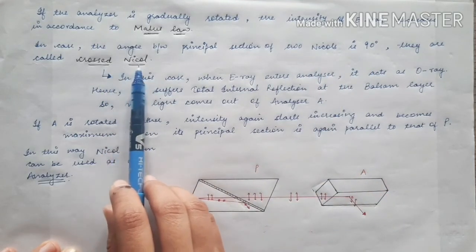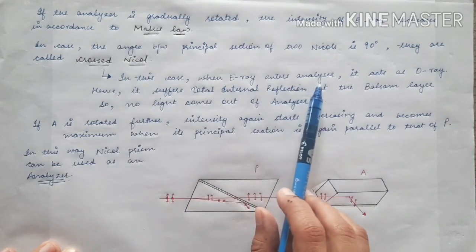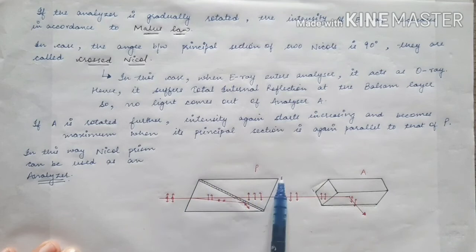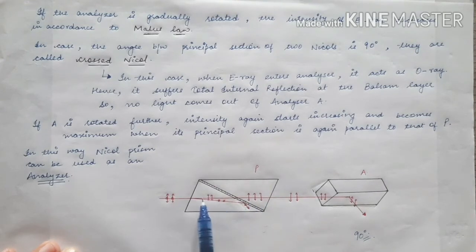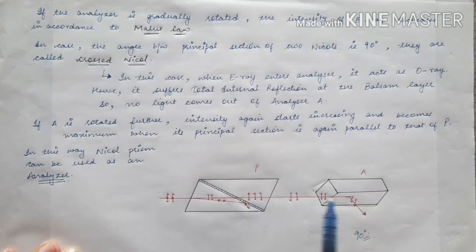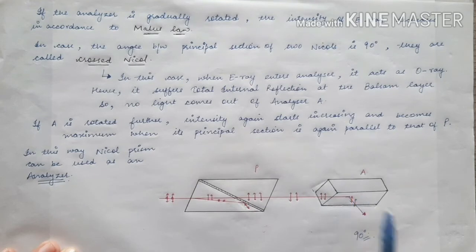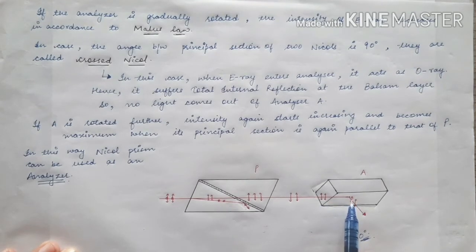Now in this case of crossed Nicols, when E ray enters the analyzer, so I have shown over here, this is the first Nicol prism and this is the second Nicol prism after rotation by 90 degrees. So the first Nicol prism will polarize the unpolarized light. It will absorb the O ray, and E ray will be transmitted through the first Nicol prism, and this E ray, when it enters the analyzer, the second Nicol prism, which has been rotated by 90 degrees, will act as O ray inside the second Nicol prism. Therefore it will be totally reflected inside the second Nicol prism.